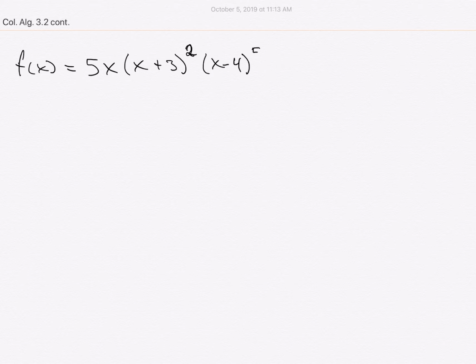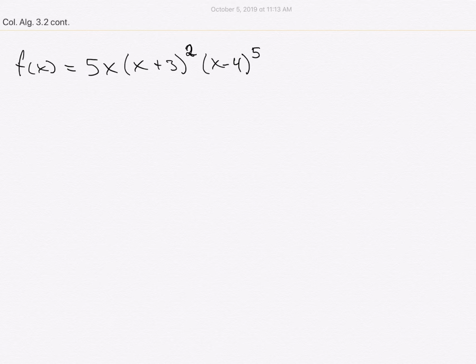Last time we met, we talked about zeros and multiplicity of those zeros. I forget exactly what the equation was that we were working with, because I made that one up on the spot. So I'm going to give you a very similar equation. Whether it's f of x, g of x, h of x, or y equals, doesn't matter. We're going to say that this one is 5x times (x + 3) to the second power times (x - 4) to the fifth power.